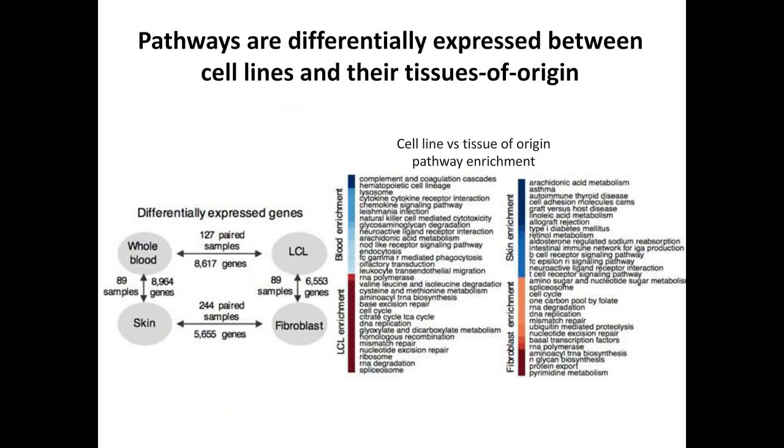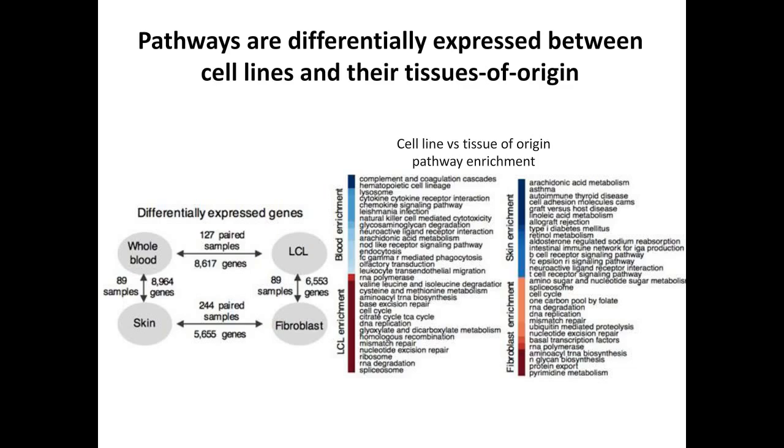So a lot of the results actually made sense, but as I was saying, this is a nice computational approach to really investigate what was known beforehand. Some of the pathways that are differentially expressed between cell lines and the tissues of origin, a lot of them made sense.